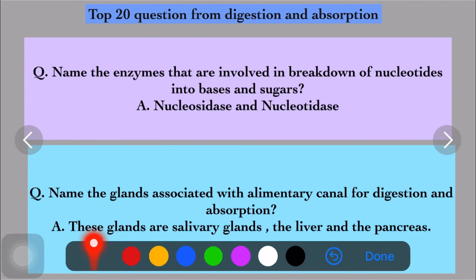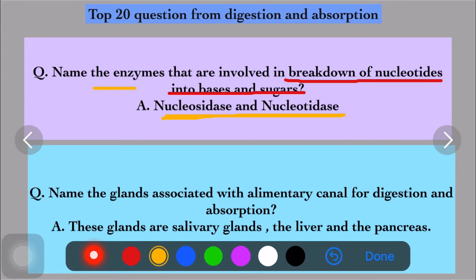The next important question from this topic is, name the enzyme that are involved in breakdown of nucleotide into bases and sugar. So we know that whenever a nucleotide breaks down, it breaks down with the end products of bases and sugars. So the enzyme that are involved in breakdown of nucleotide into its constituent products like bases and sugar are nucleosidase and nucleotidase.